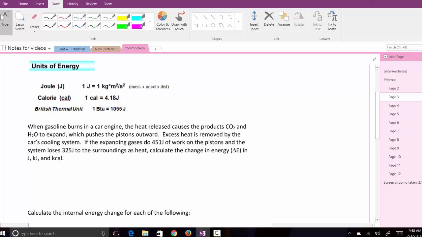So now let's look at a couple of units before we start looking at some practice problems. So joules, we've been using joules as our unit of energy. We can also use calories. That's another unit of energy. And here's our conversion. 1 calorie is 4.18 joules.